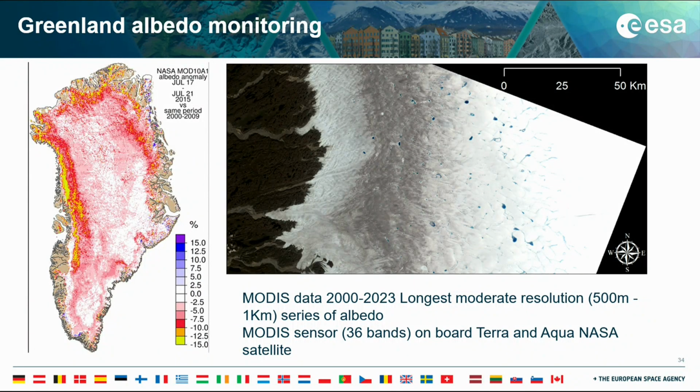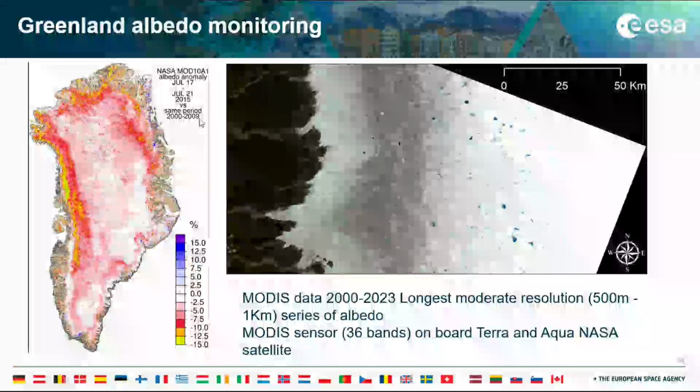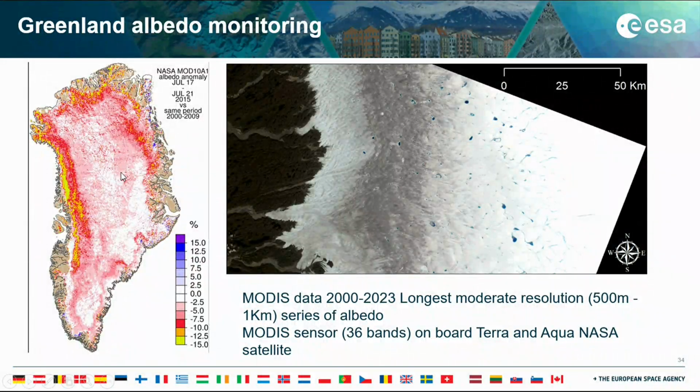Speaking about Greenland, what has been done in the past also is to calculate the albedo anomaly through time over the whole Greenland ice sheet, and in particular in this area, which is the dark zone I was speaking about before, which has very low albedo. So the anomaly is negative, which means that it's getting darker through time between 2000 and 2009, for example, in this old study from MODIS.